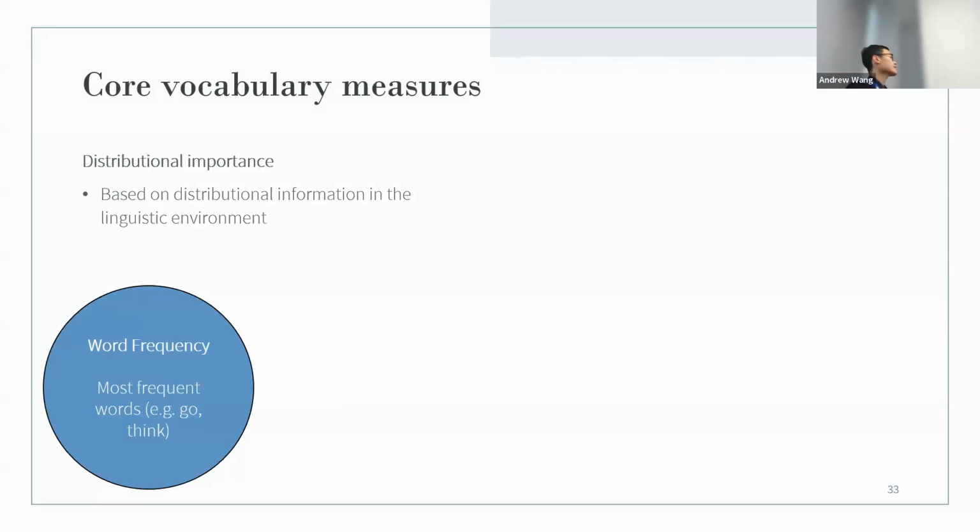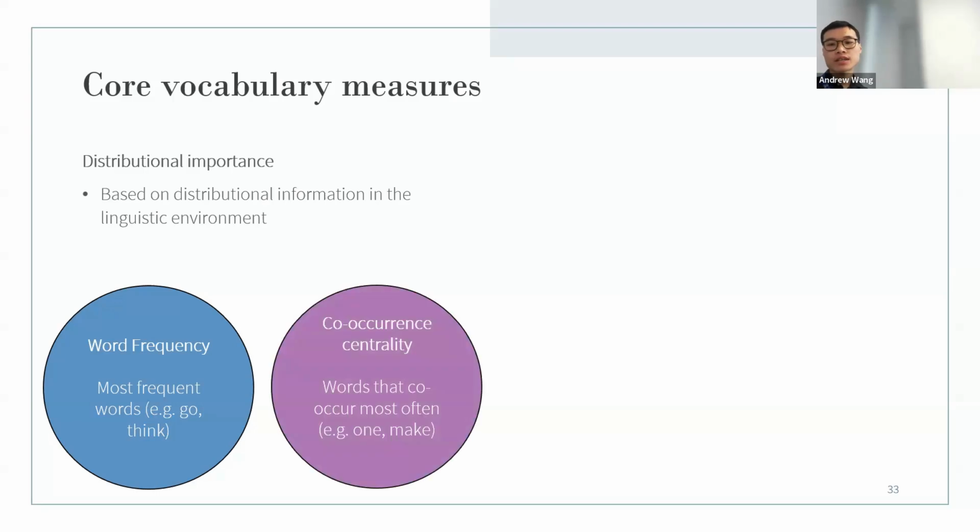We've already talked about word frequency, so this idea that high frequency words might be those that are most useful for communication. But then again, frequency is just one measure of distributional importance, right? So it makes sense to also think about how else we can measure coreness that is consistent with this idea of distributional importance. And so a new measure that we're introducing in this study is based on co-occurrence. So we're calling this co-occurrence centrality, and the idea is to capture the words that co-occur the most often with other words in text.